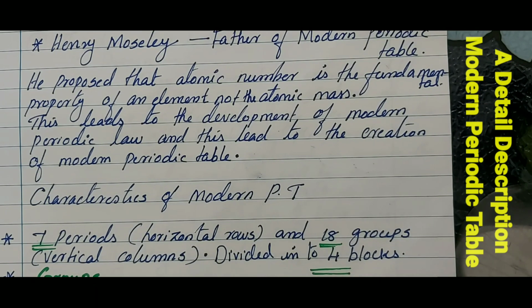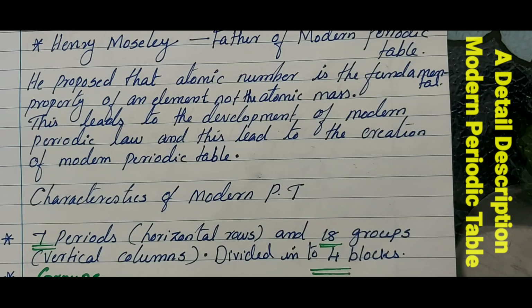Now we are going to study about the characteristics of modern periodic table. You know that the periodic table has so many grids or matrices. 7 periods are there in our modern periodic table. So periods means the horizontal rows present in the periodic table. There are 18 groups, 18 vertical columns in the modern periodic table.